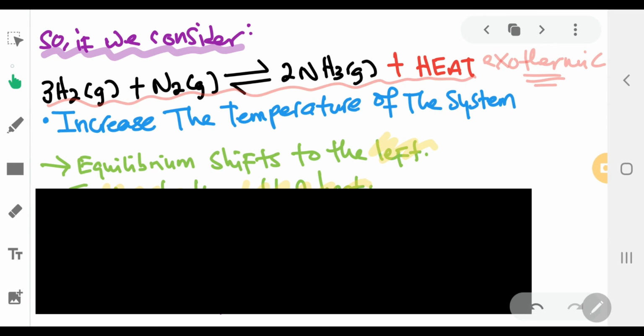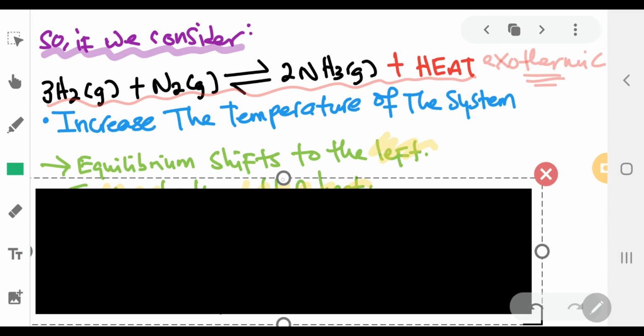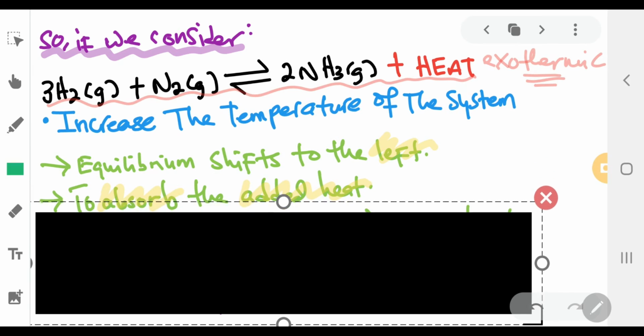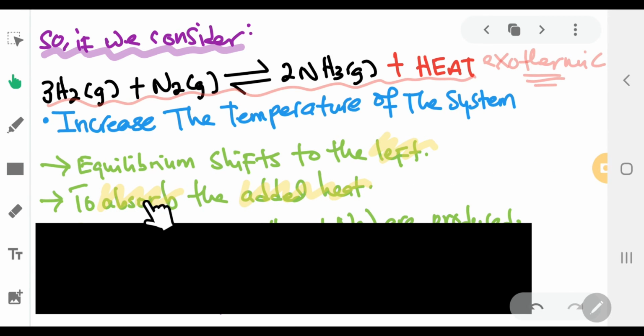So you can think of it as changing the effective concentration. When you change the temperature to be even higher, the equilibrium will shift to the left. The reason is that you want to absorb the added heat. You add heat by increasing the temperature, so the system will counteract to absorb the heat. So who will be absorbing the heat? The reactants will be the ones that absorb the heat.